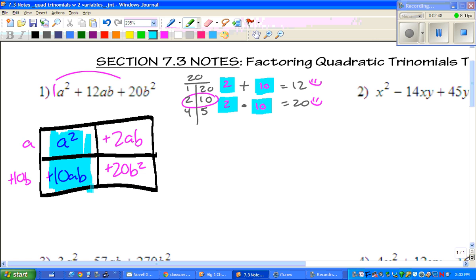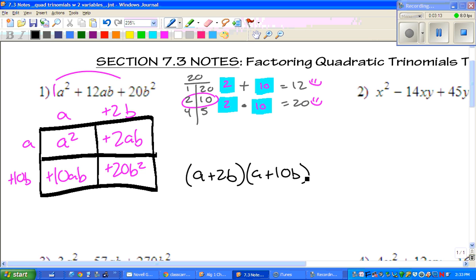Okay, now we're going to do the GCF of the left column. A. Okay, and now on the right, we can factor out a 2b. So when we're done, we would just write a plus 2b and a plus 10b. And that is our answer. Okay?